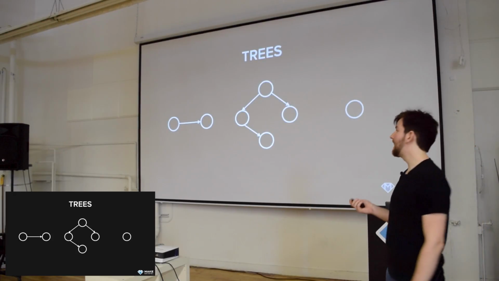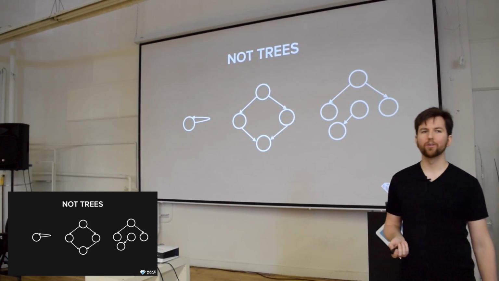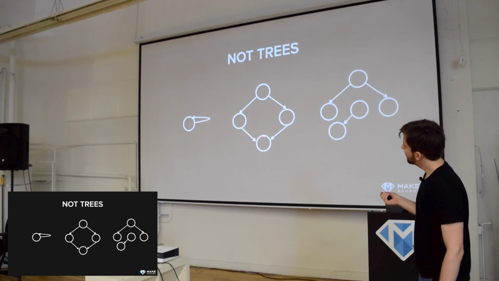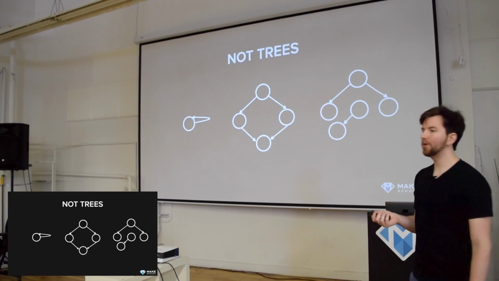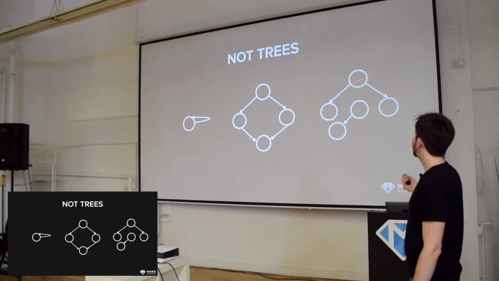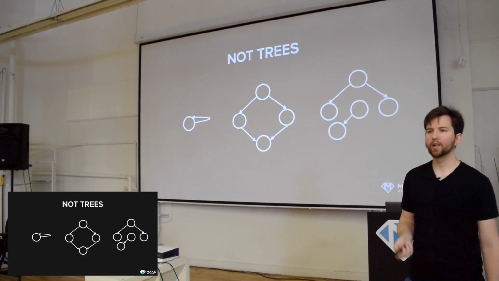What about stuff that's not trees? Well, this is not a tree because it's just a node, but it has a cycle. It points back to itself. This is not a tree because this node is pointed to by two other nodes. So each node can only have one parent for it to be a tree. And this is not a tree, this is actually two separate trees. So individually they're trees, but combined they are not.